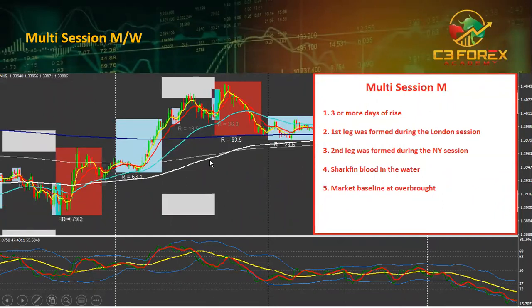Another multi-session pattern. Price has been rising. Market baseline is sitting at overbought. You got a shark fin, blood in the water with divergence. Price is going down in TDI. Price is going up. They gave you the first leg in the London session. Came back up to retest the high, broke the high. In the New York, forming the second leg, coming right back in, starting to trend down.